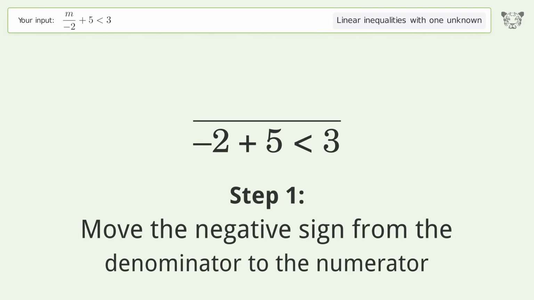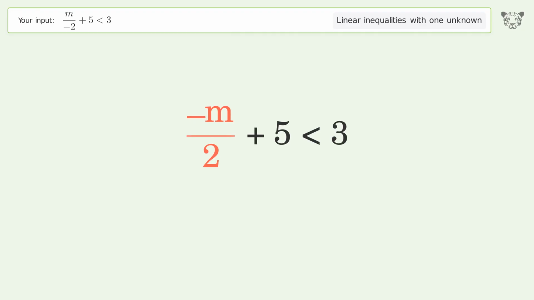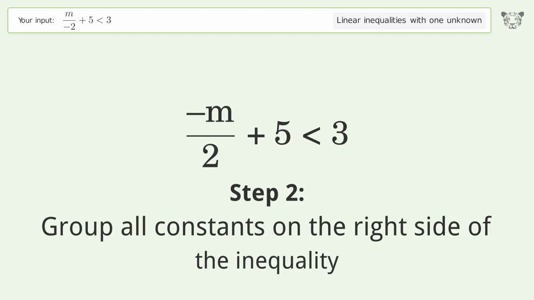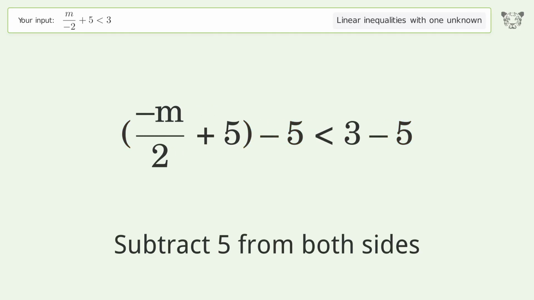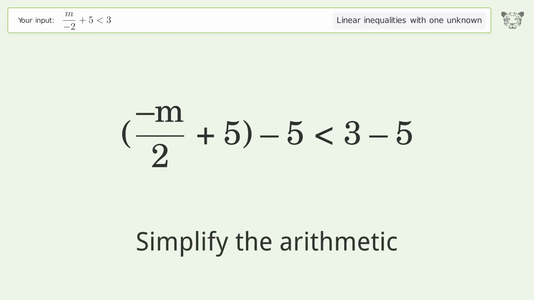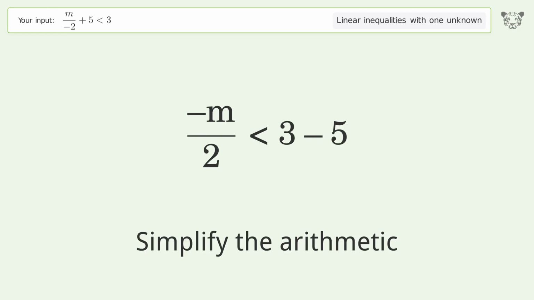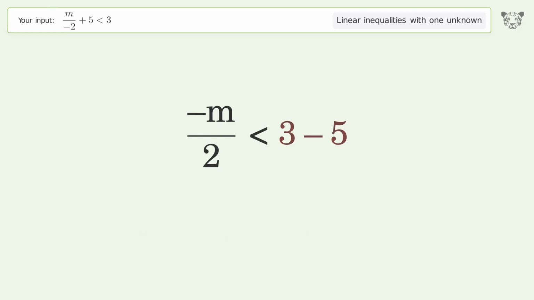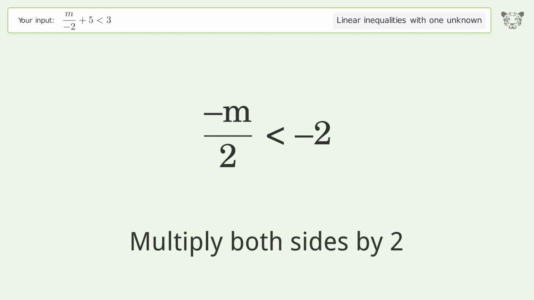Move the negative sign from the denominator to the numerator. Group all constants on the right side of the inequality. Subtract 5 from both sides. Simplify the arithmetic. Isolate the m. Multiply both sides by 2.